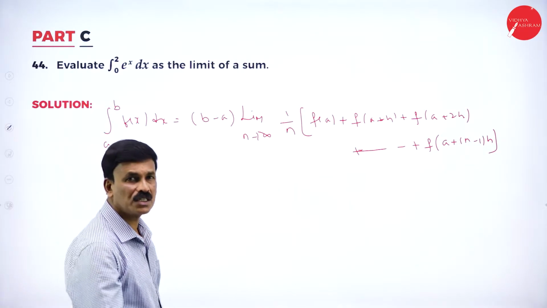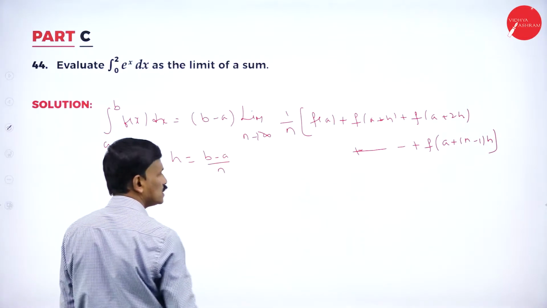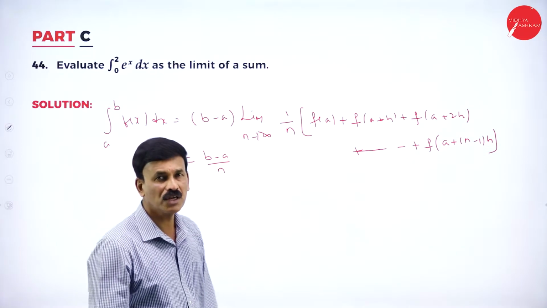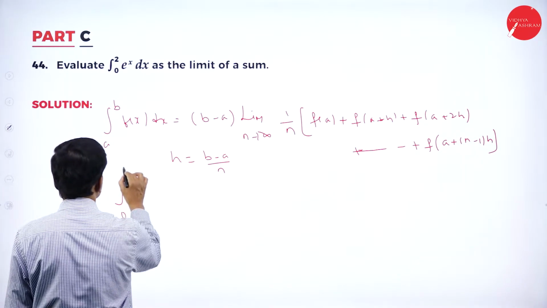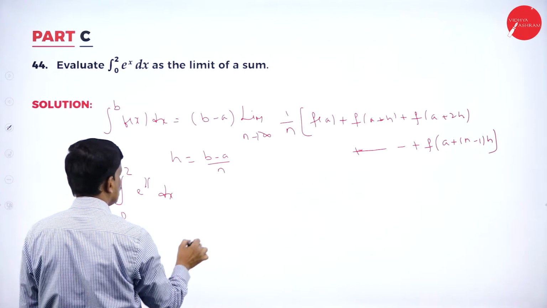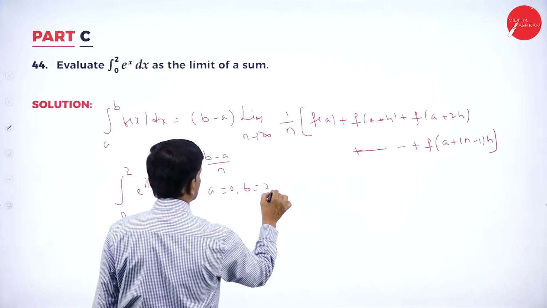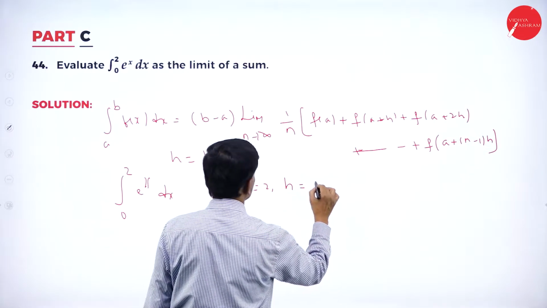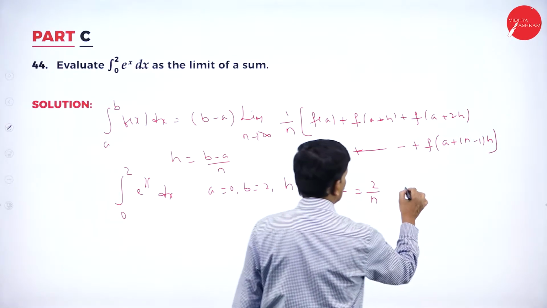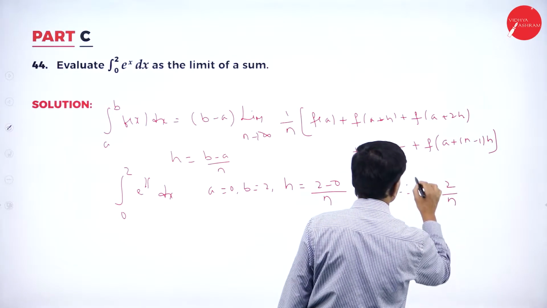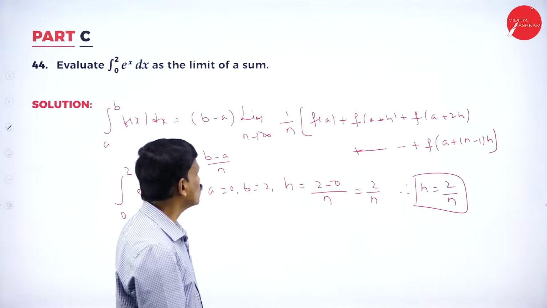What is h here? The value of h is equal to b minus a divided by n. Now in this problem, what is given? You are given integral 0 to 2 e to the power of x dx. What is a? a is equal to 0 and b is equal to 2. What is h? h is equal to 2 minus 0 divided by n, that is nothing but 2 by n. So h is equal to 2 by n in this case. Hope you followed.